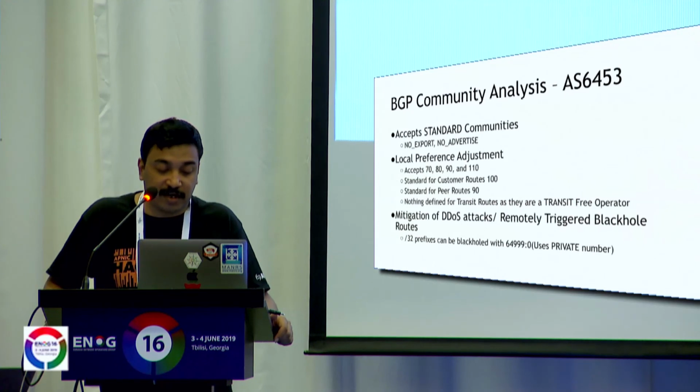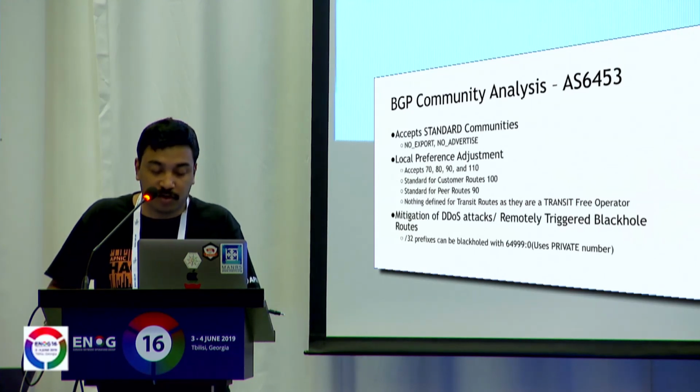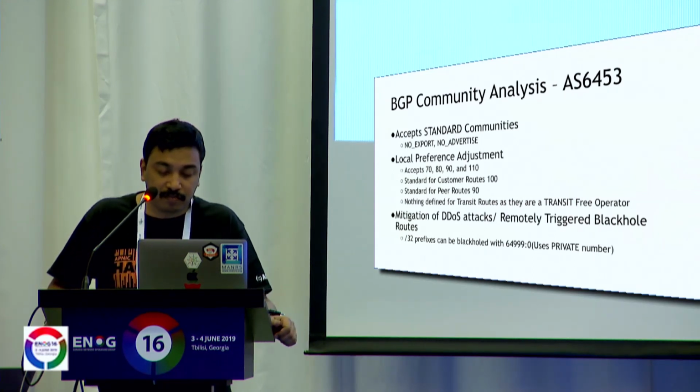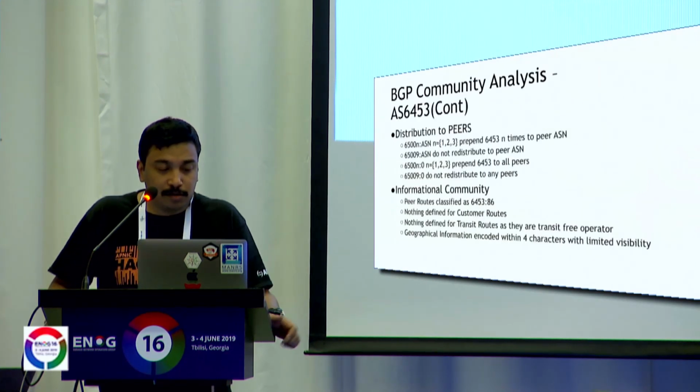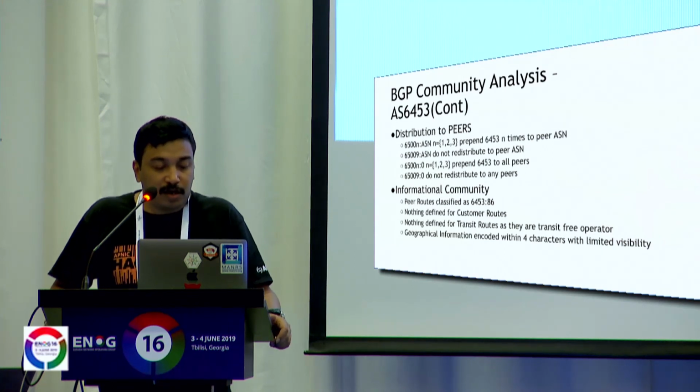They accept only /32 prefixes that can be blackholed using this community 64999:0, which actually uses a private number rather than their AS number 6453. So those are some basic ones.